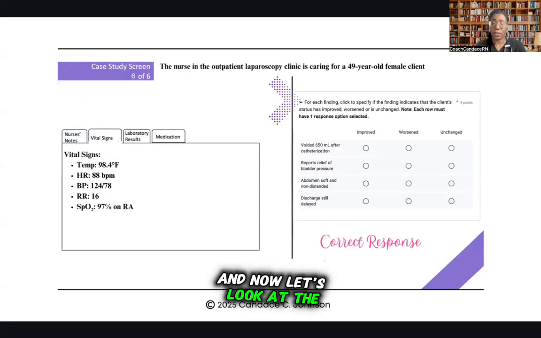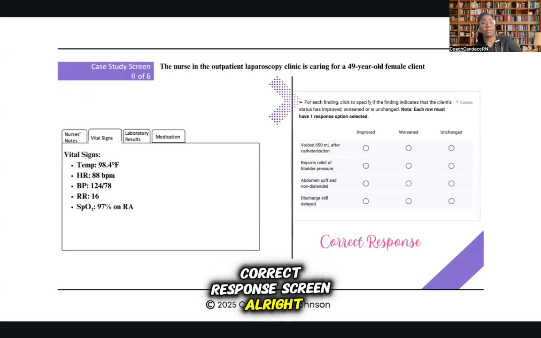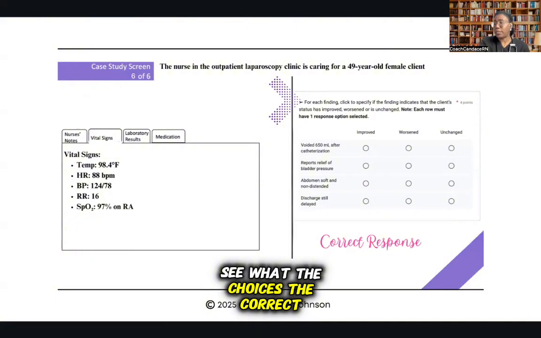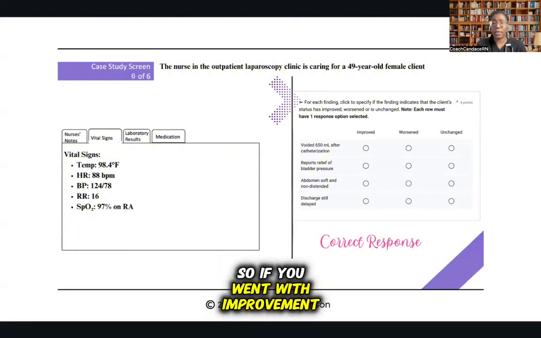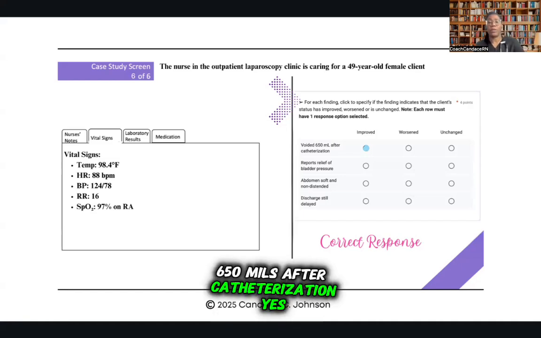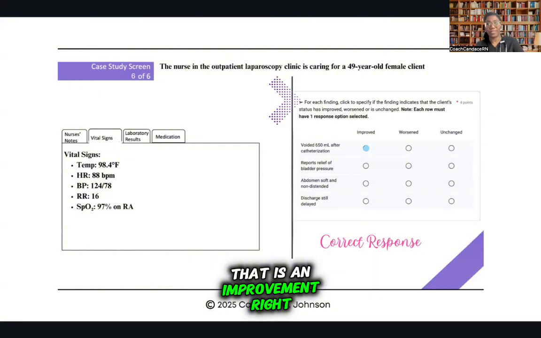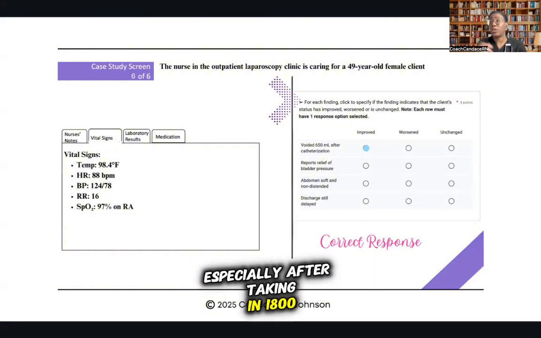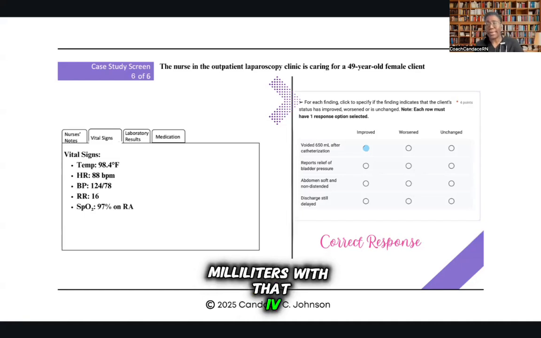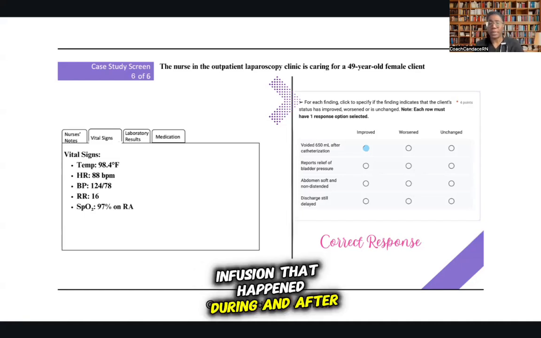And now let's look at the correct response screen. See what the correct choices might look like. If you went with improvement for voiding 650 mils after catheterization, yes, that is an improvement, right? To go from 0 to 650, excellent. Especially after taking in 1,800 milliliters with that IV infusion that happened during and after the surgery.